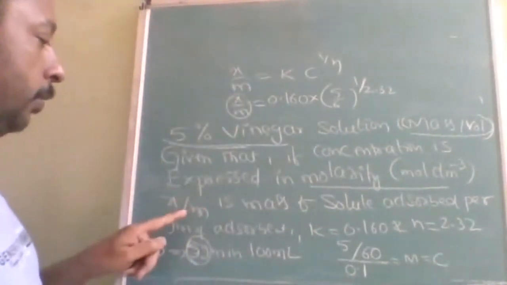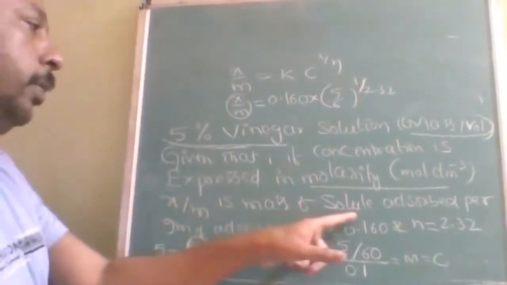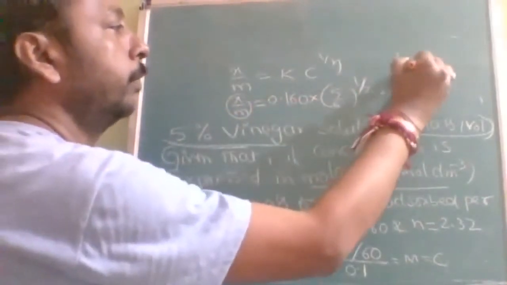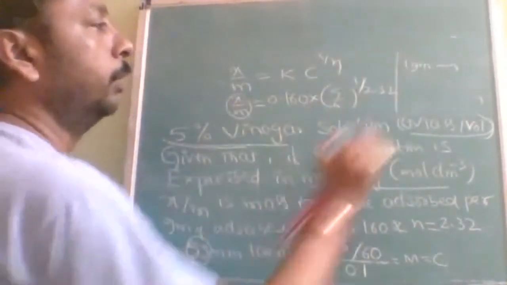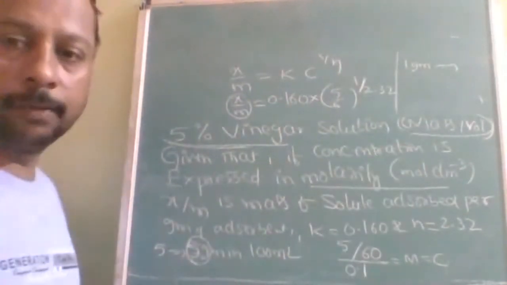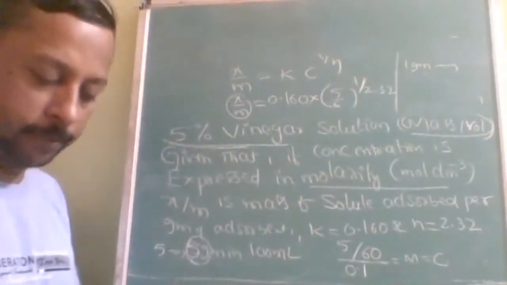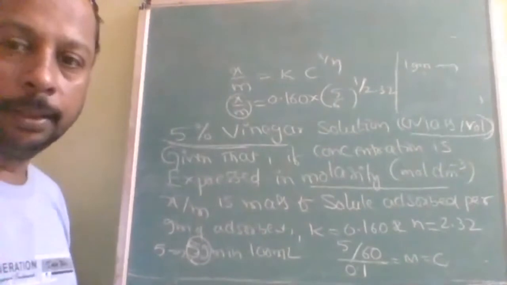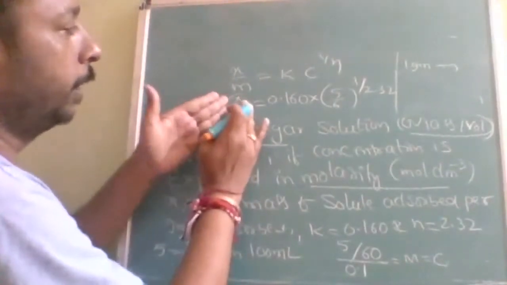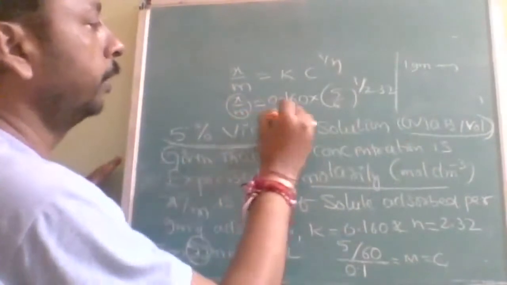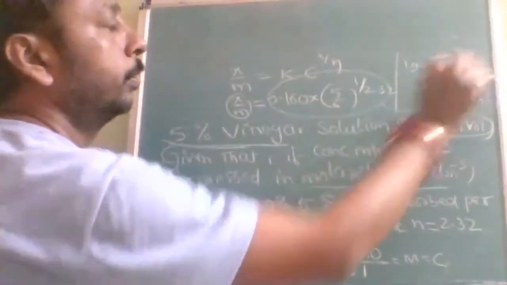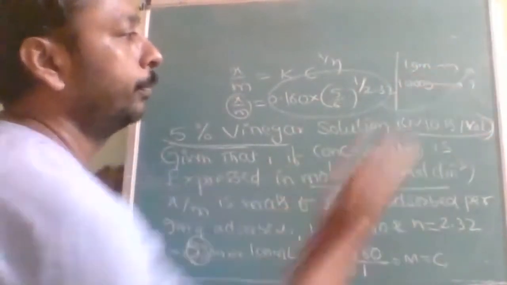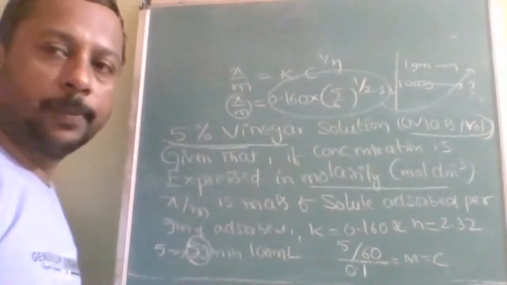But we know that x upon m is the mass of solute adsorbed per gram. So after finding this out, you will write 1 gram, whatever the value. Okay. How much, 5 kg or 1 kg? In the question, what was the value given? In the question, value given was 1 kg. So whatever the value you are getting, that is for 1 gram. Then you will write 1 kg. 1 kg means 1000 gram. Is that procedure clear or should I explain once again?